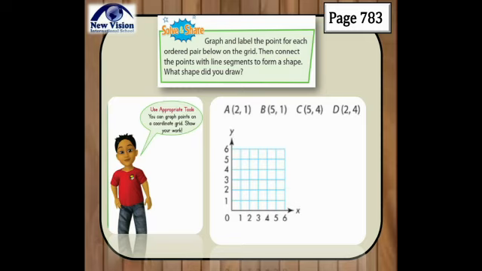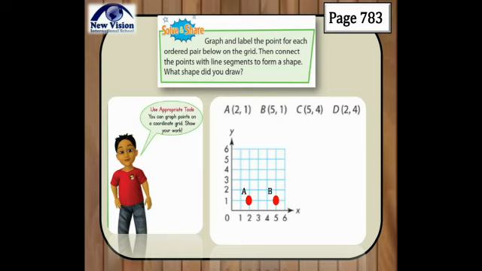So first point, we have point A, which is (2, 1). So that means we're going to move from 0, we'll move 2 points to the right, and then 1 point up. So here is point A. Next, we have point B, which is (5, 1). 5 units to the right of 0 and 1 unit up. So that is point B.